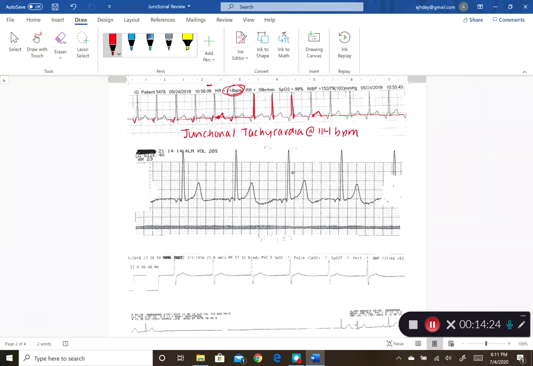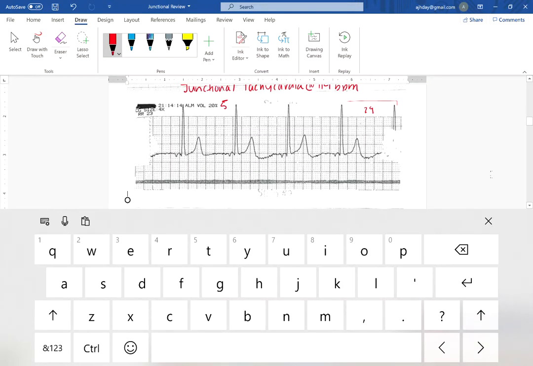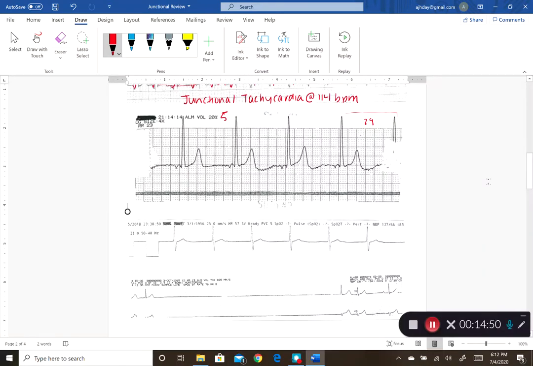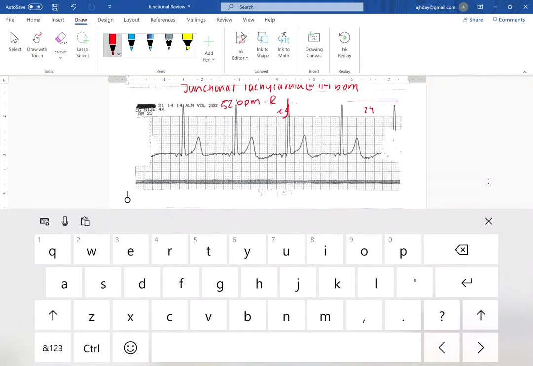So let's go ahead and look at one of these that starts nice on a line, and this last one does. I think I'll count between here. So I have 5, 10, 15, 20, 25, 26, 27, 28, 29 blocks across. So 1500 divided by 29 gives me a rate of 51.7, so we'll call it 52 beats per minute. Next thing I want to look at is, is it regular or irregular, and it does appear to be regular.